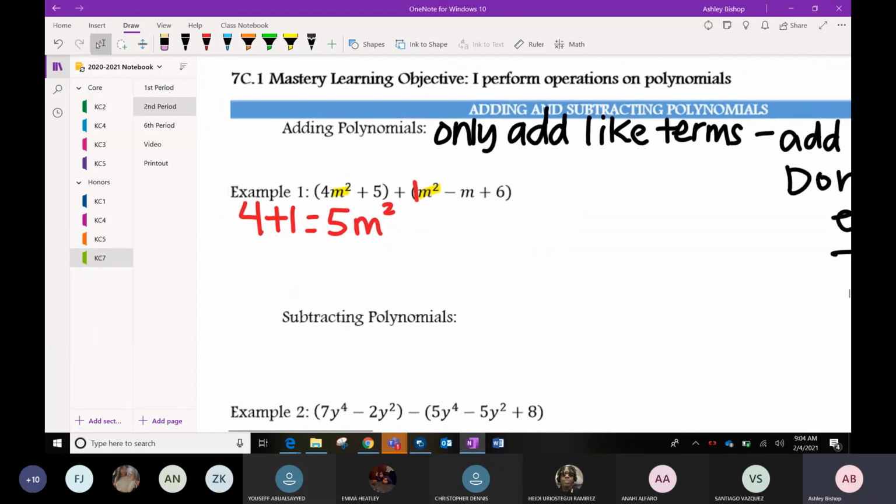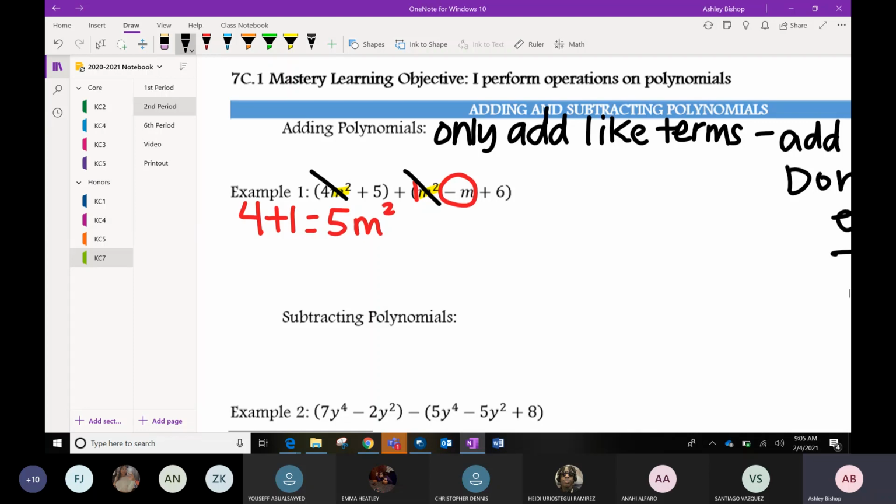So it is not 5m to the 4th power. Do not add their exponents. It's 5m squared. How many total m squareds do you have? Well, you have 4 and I'm adding 1 to them. So I have 5m squareds. Alrighty. I like to cross things out. I'm a big visual person, so I like to cross them out. I took care of those. I do not have a like term for negative m. There's nothing else that's just 1m that stands alone that I can compare it to. So that's going to stay.